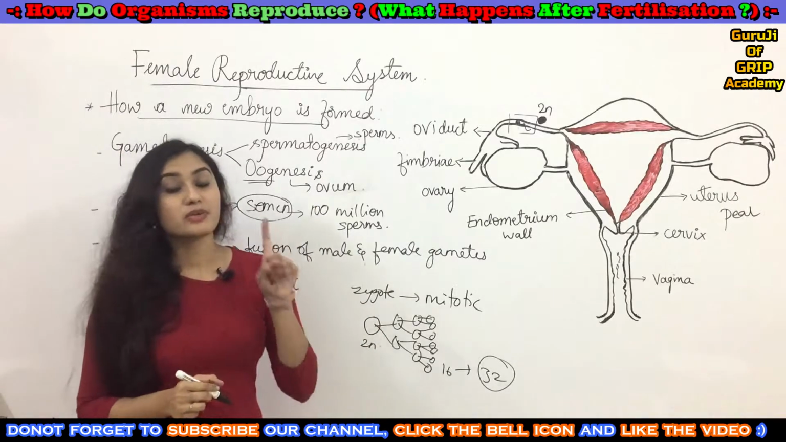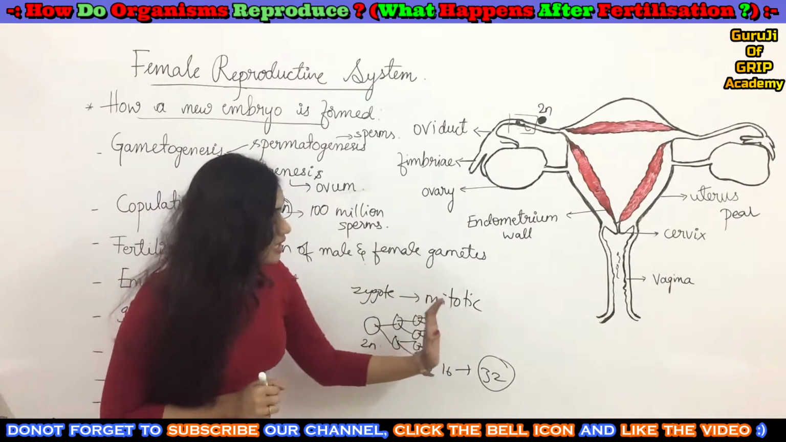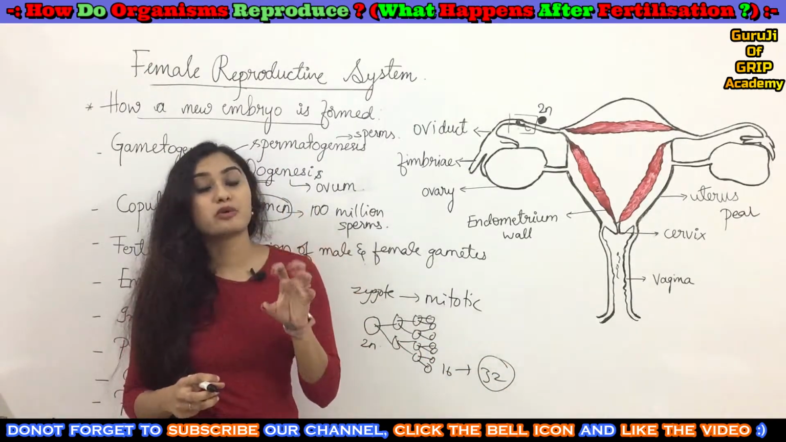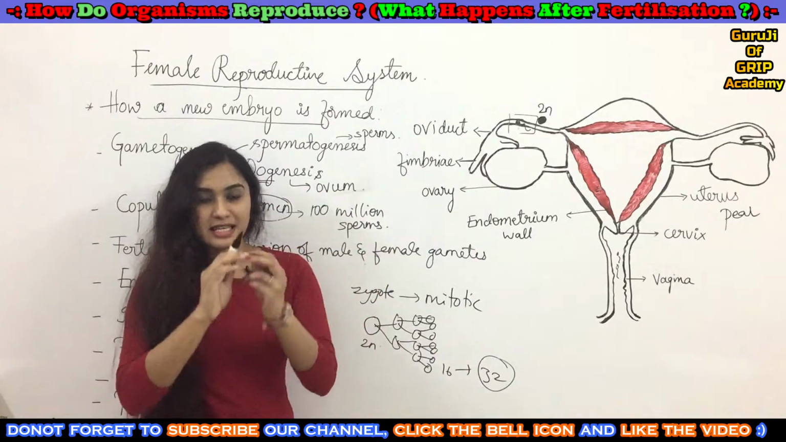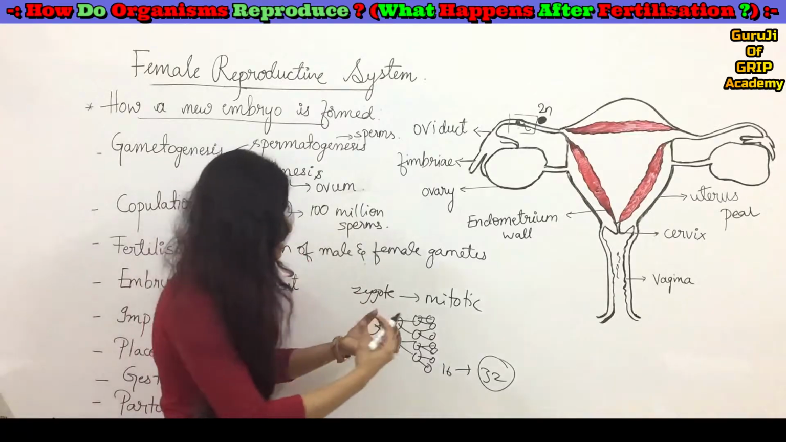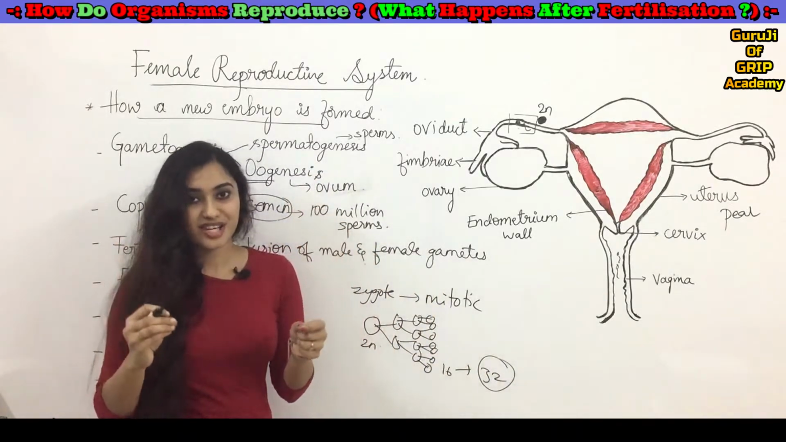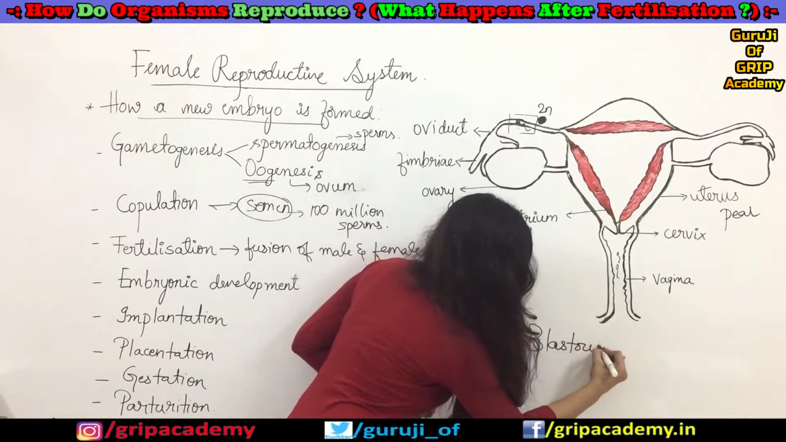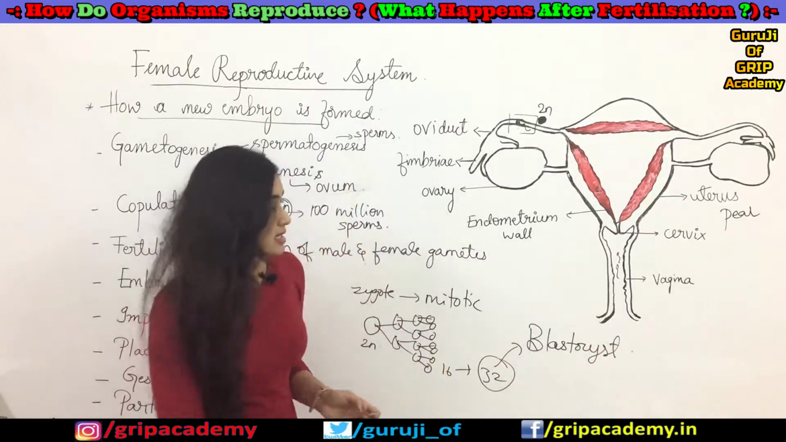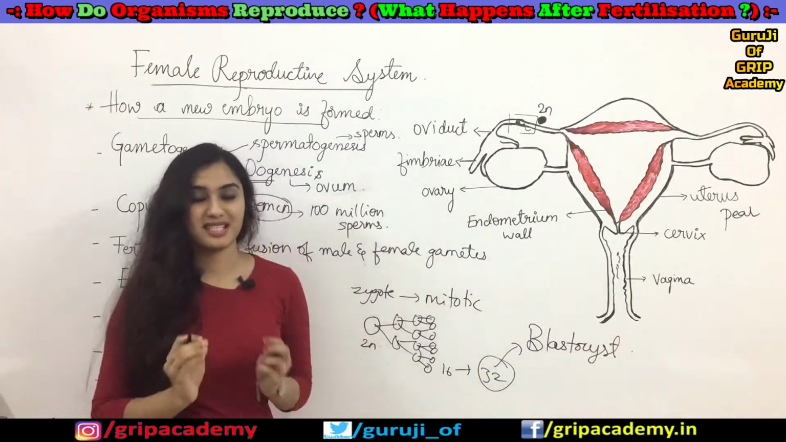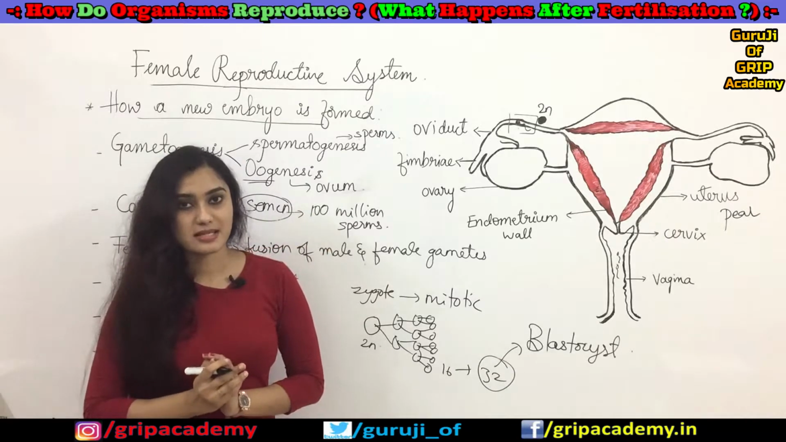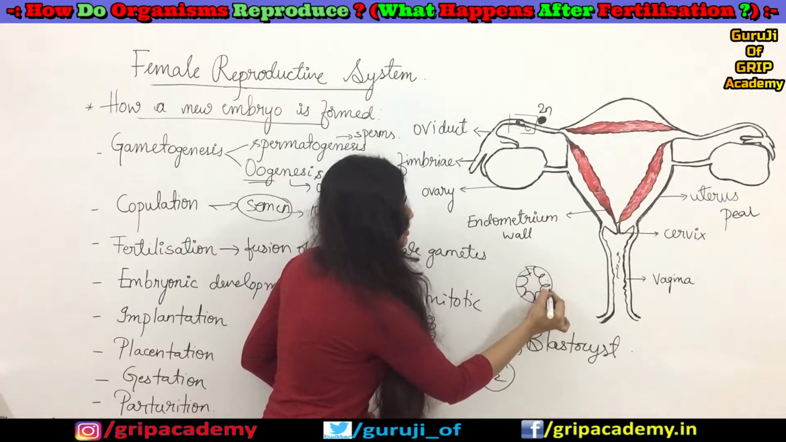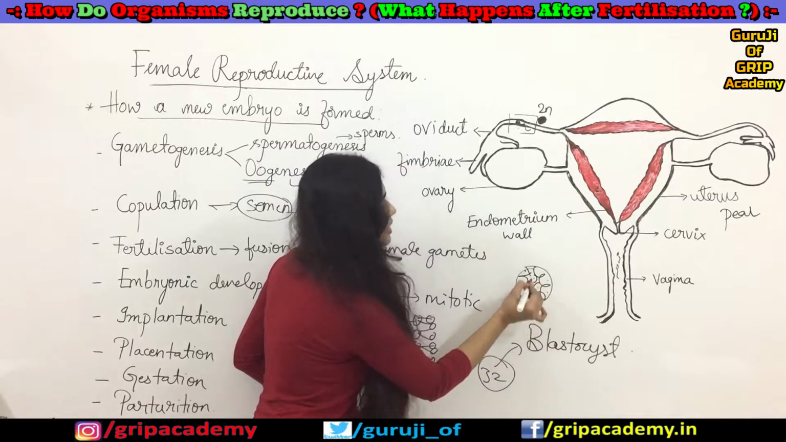So the zygote, which was a single cell, reaches a stage after continuous mitotic division which has 32 cells. It is like a mass of cells, like a kind of ball. This 32 celled ball, you call that a blastocyst. What do you call it? You call that a blastocyst. It is just a mass of 32 cells.